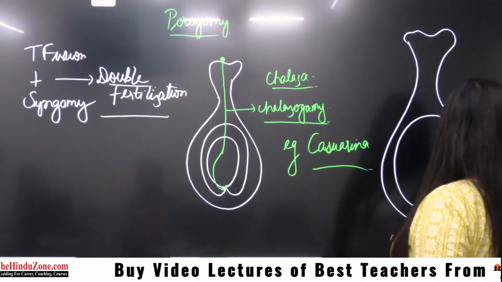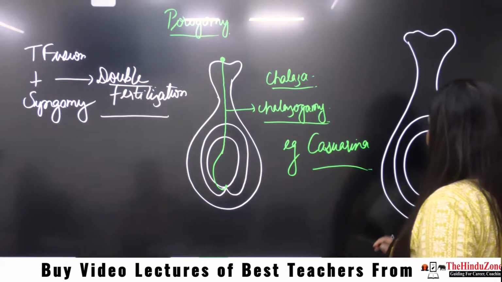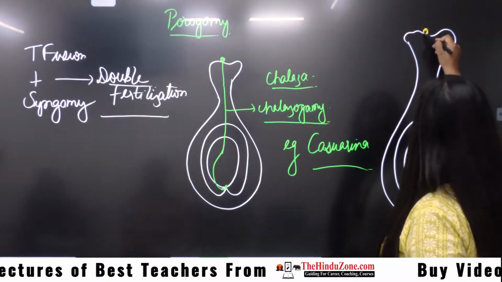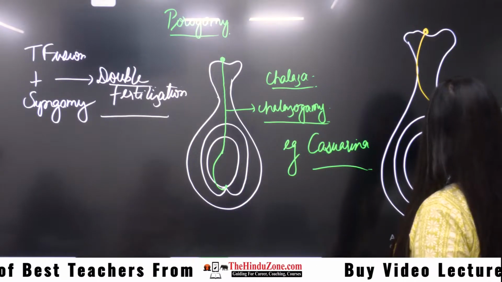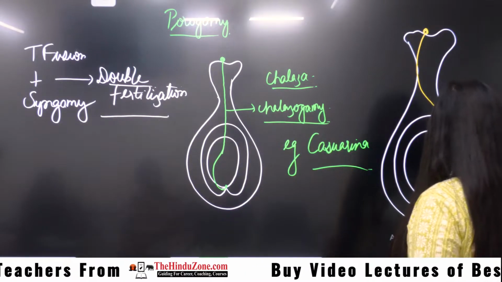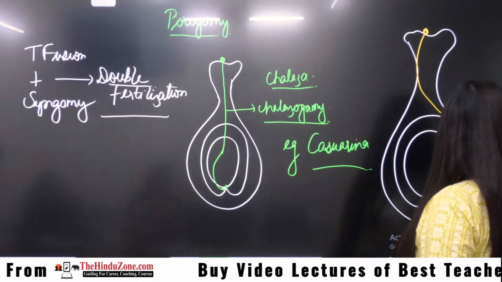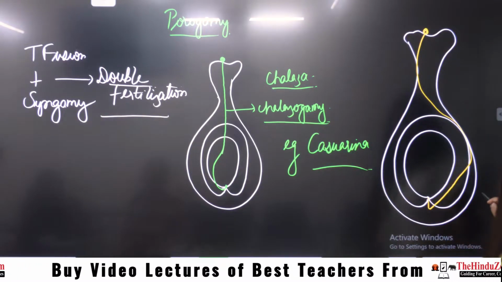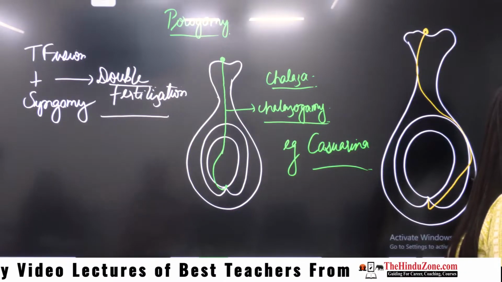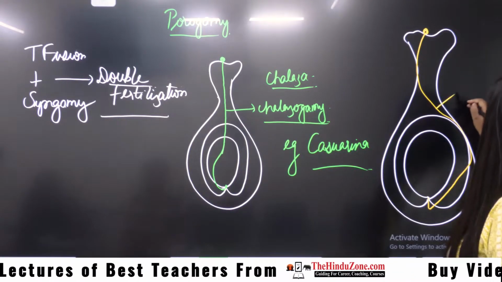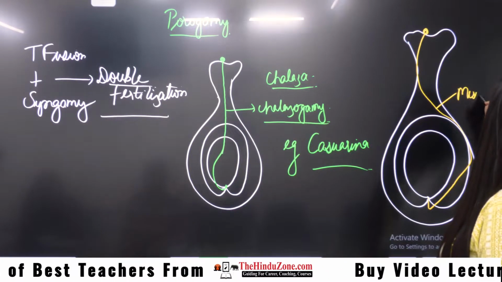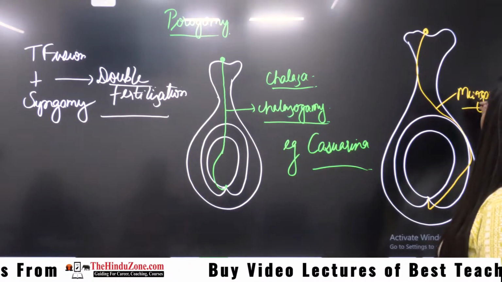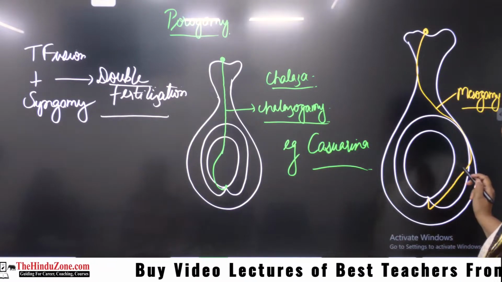These integuments, this embryo sac, right? Suppose a pollen grain is coming, crossing this integument and entering through the micropyle. If it is crossing the integument, this method is called mesogamy. Some plants also show mesogamy.